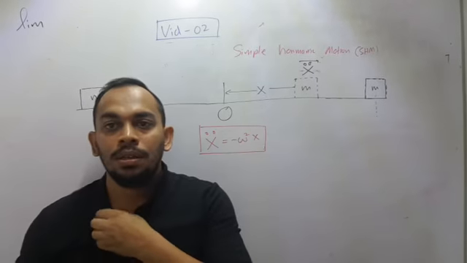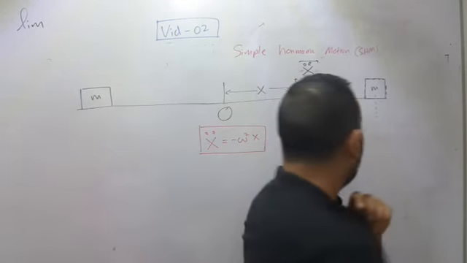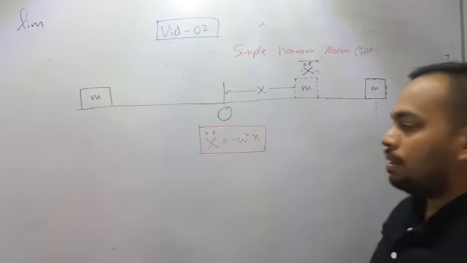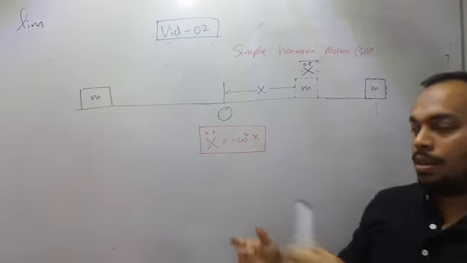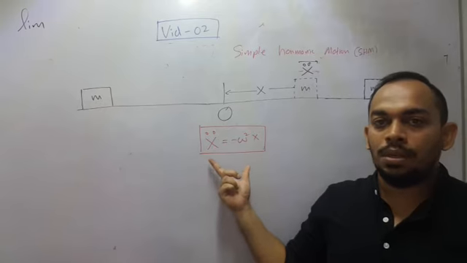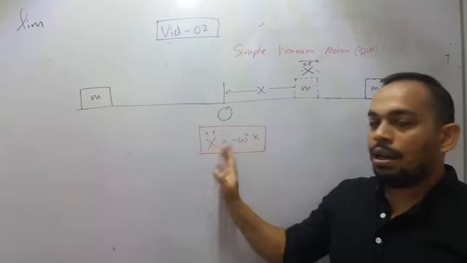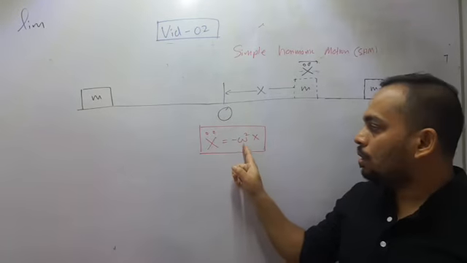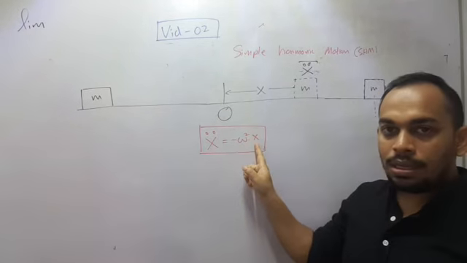Right, so in this video, let's analyze this equation a little bit. What does this equation give us? This is called the characteristic equation of simple harmonic motion. On the left hand side, you have the acceleration. So acceleration is equal to a proportionality constant times the displacement.